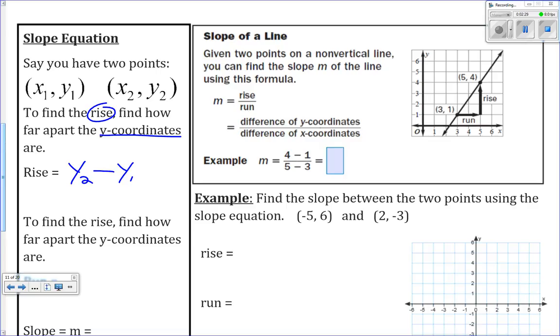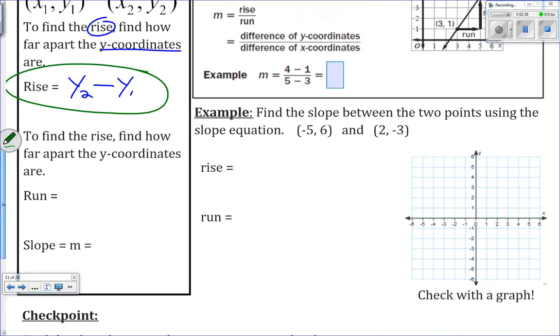Make sure this is in your notes, guys. This is super important, this part right here. The rise equals y2 minus y1. The difference in the heights.